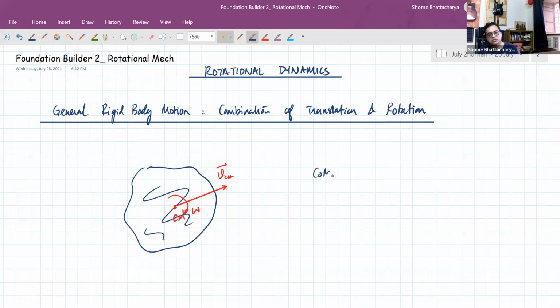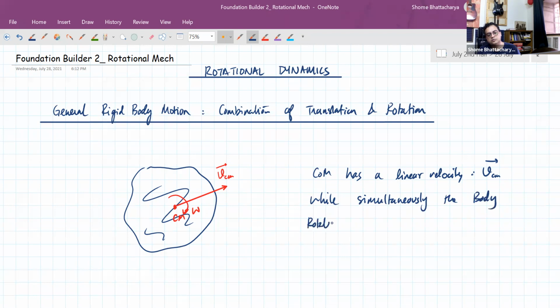So the center of mass has a linear velocity of Vcm, while simultaneously the body rotates about its center of mass with angular velocity omega. So remember, angular velocity is an axial vector.